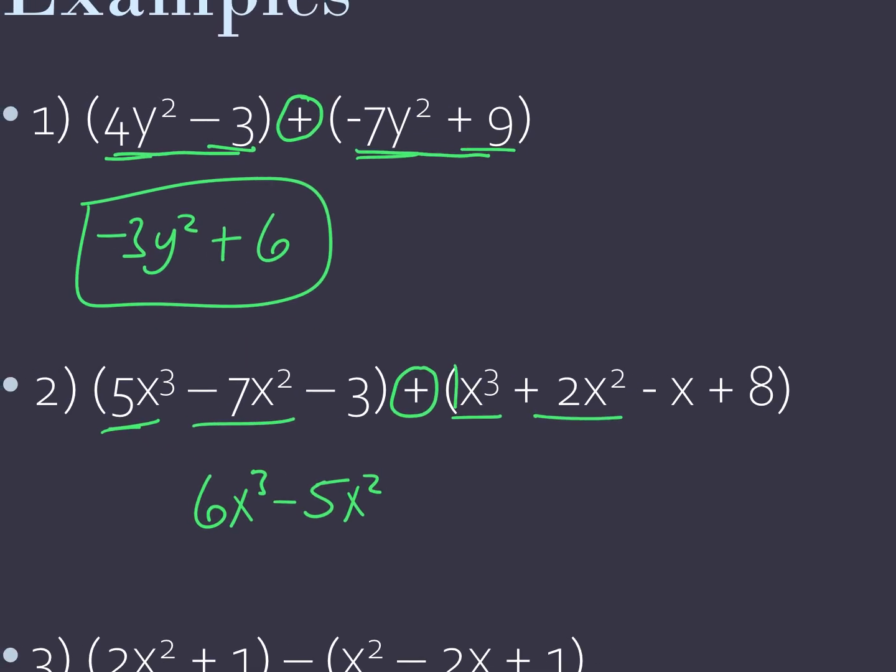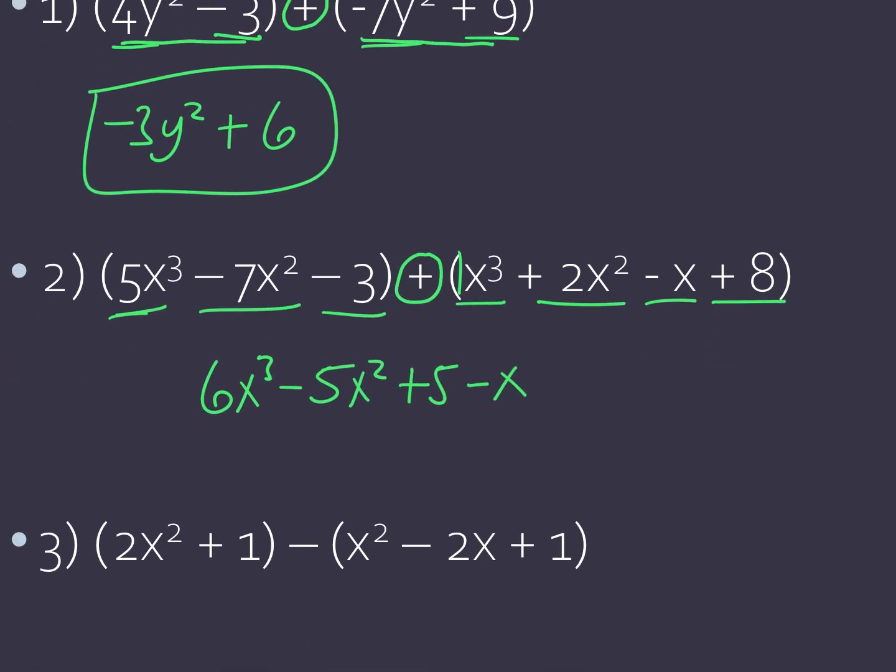All right, and then I have a negative 3, and I combine that with whatever else doesn't have a variable, right? So that 8. And then if I combine negative 3 plus 8, that's going to get me a positive 5. And then I have an x left over, right? A minus x.